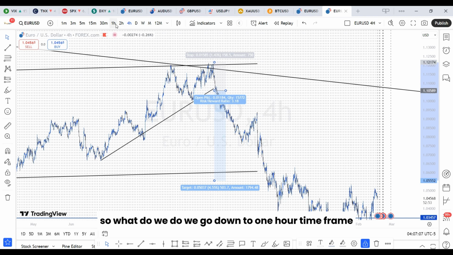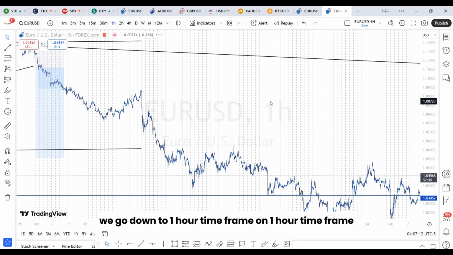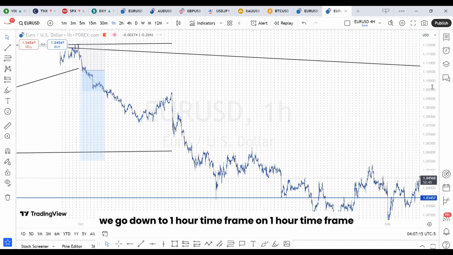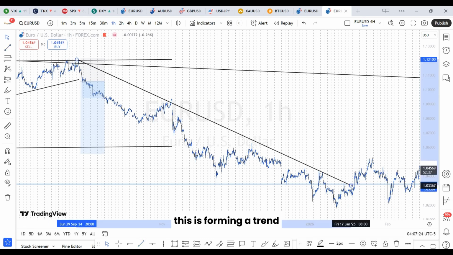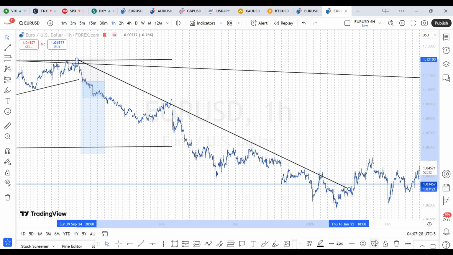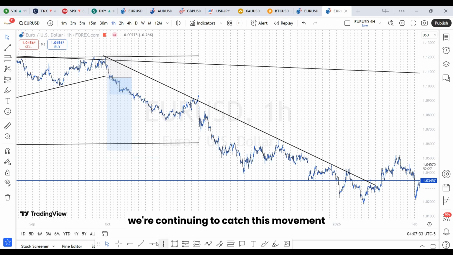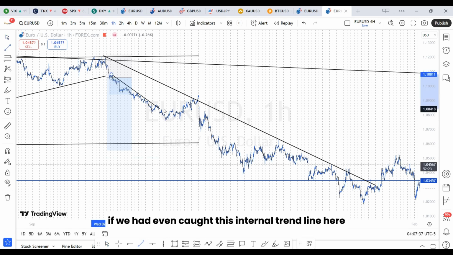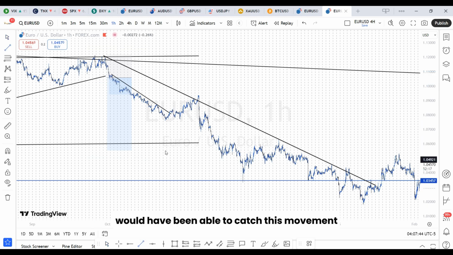So what do we do? We go down to 1 hour time frame. Still on top down analysis trading, we go down to 1 hour time frame. On 1 hour time frame, we can clearly see that this is forming a trend here. But I've been able to draw the trend like this as time went by. So we see now on 1 hour time frame, we're continuing to catch this movement. If we had even caught this internal trend line here, we would have caught good trades. We would have been able to catch the breakout of this internal trend line. We would have been able to catch this movement.